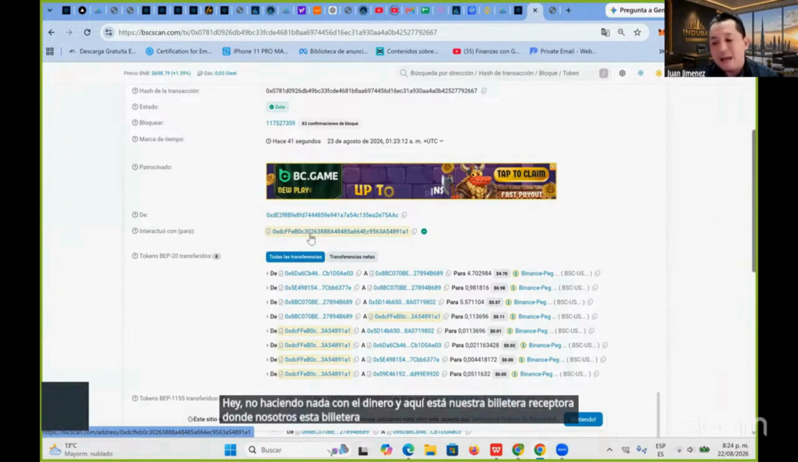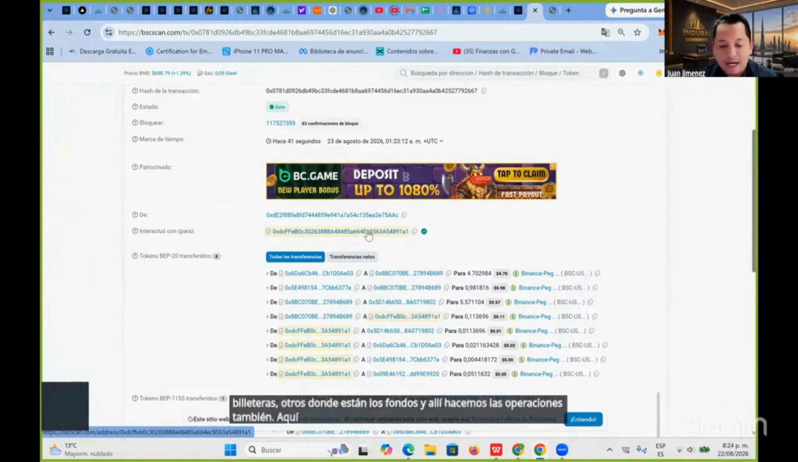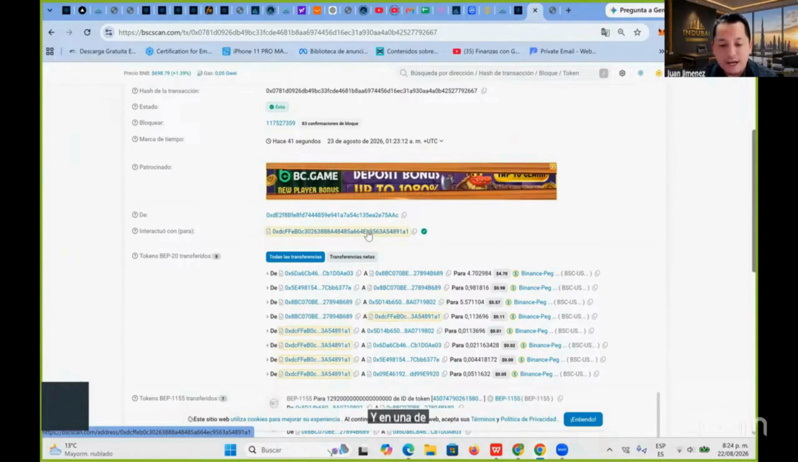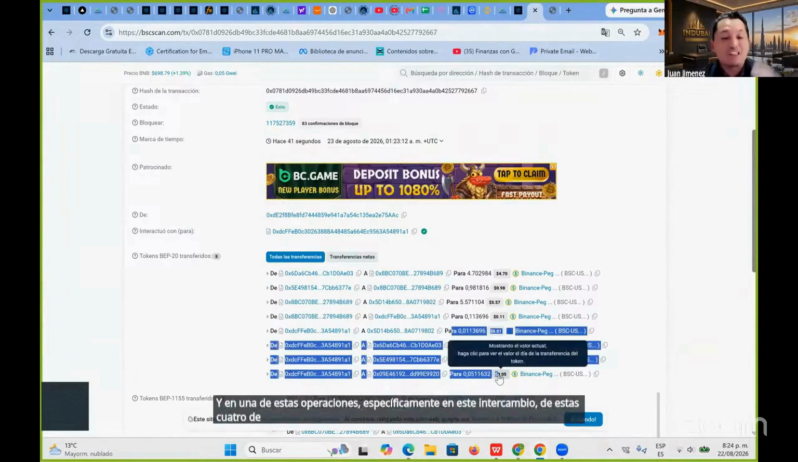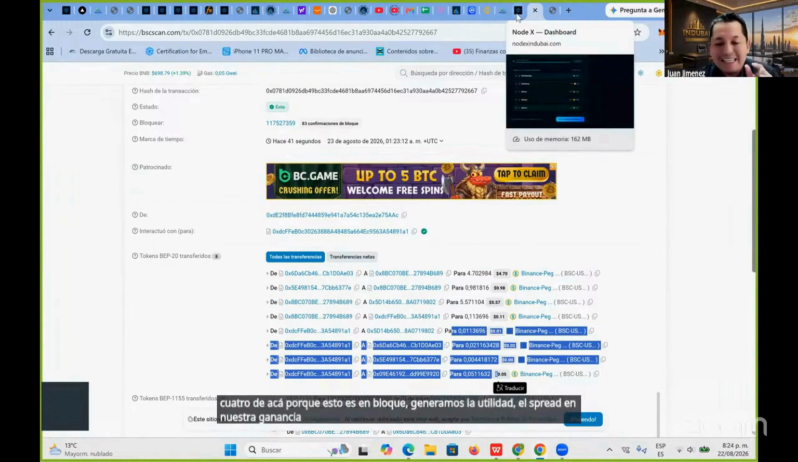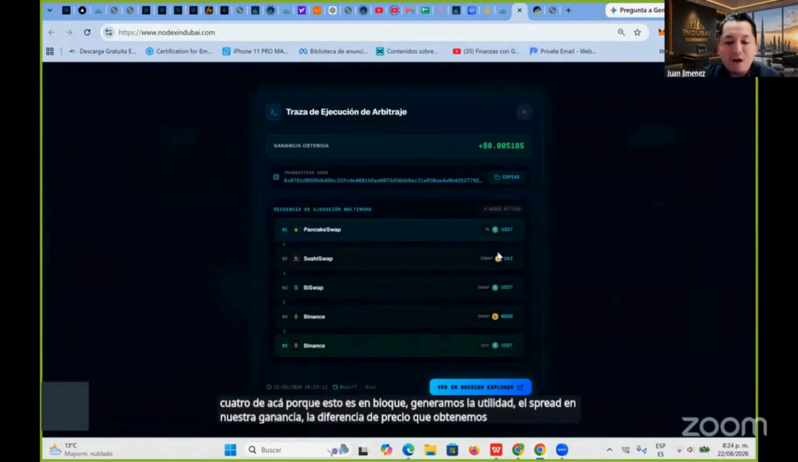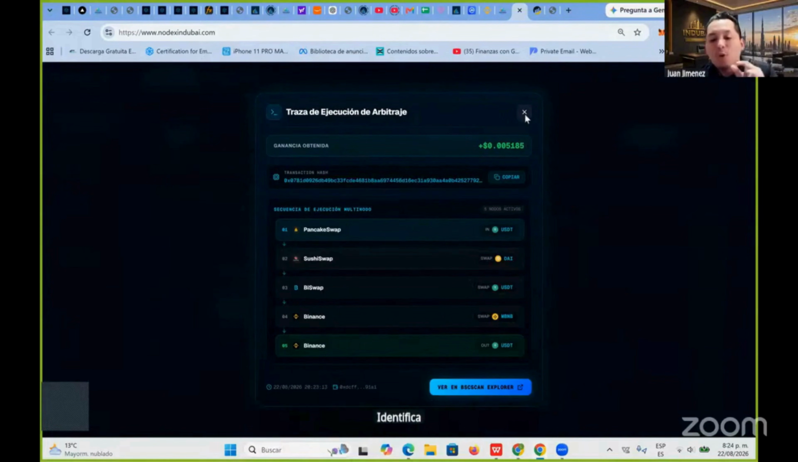There are other wallets, others where the funds are, and we perform the operations there as well. Here you can click and in one of these operations, right? Specifically in this exchange of these 4 here, because this is in a block, we generate the profit. The spread is our profit, the price difference we obtain between the commercialization. The node identifies, verifies, executes.